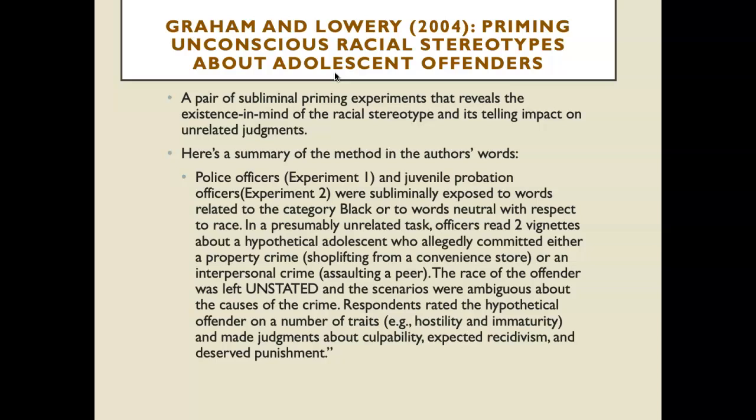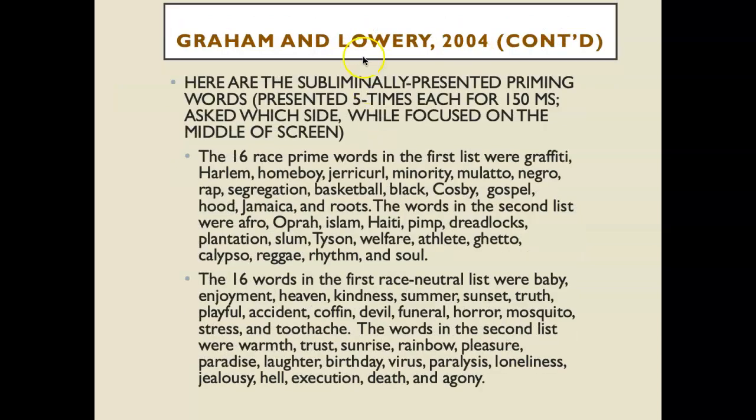So basically, people are primed with essentially the black stereotype or not, okay, and then later they're going to be asked to give judgments about this juvenile offender, okay, for whom they later rated the hypothetical offender on a number of traits and made judgments about culpability, expected recidivism, and punishment. Okay, so here are the subliminally presented priming words, presented 5 times each for 150 milliseconds.